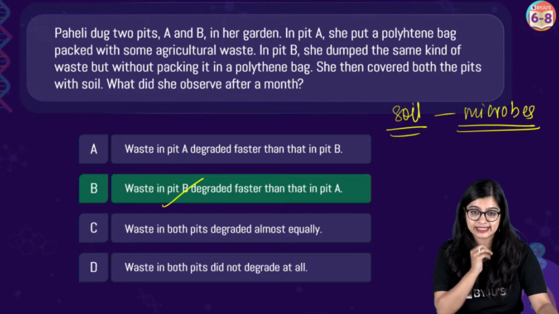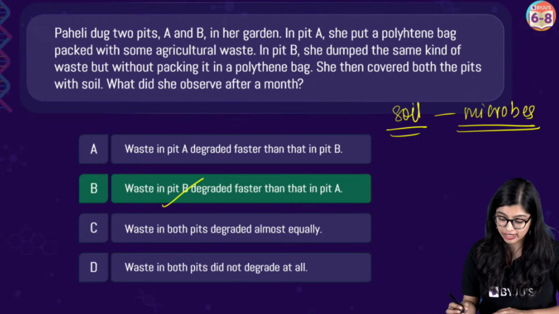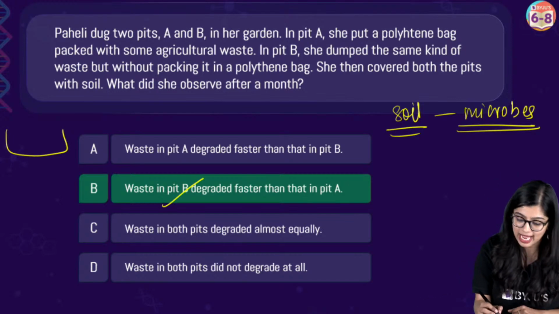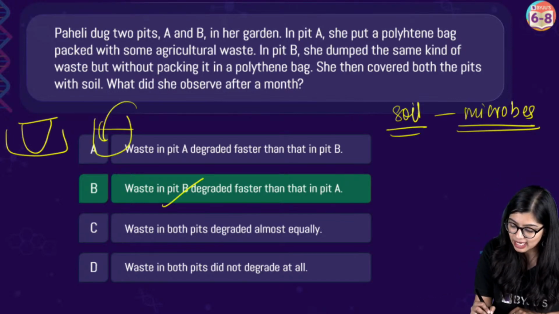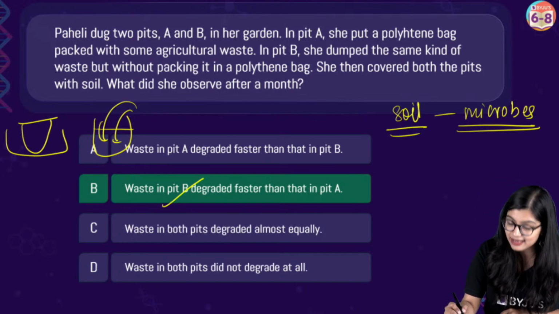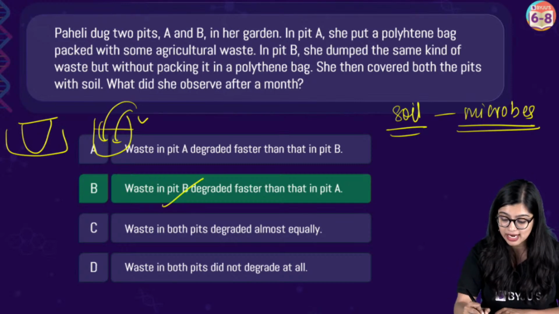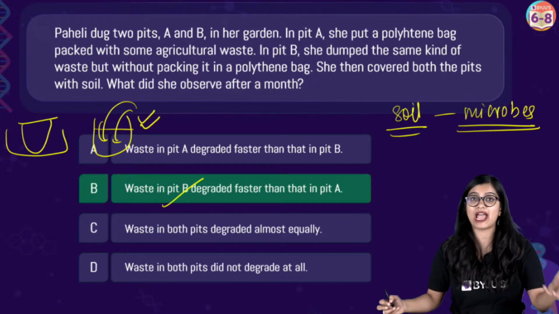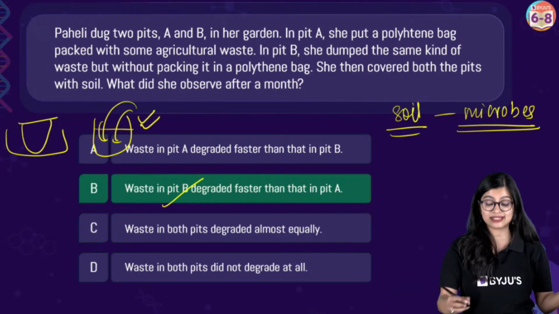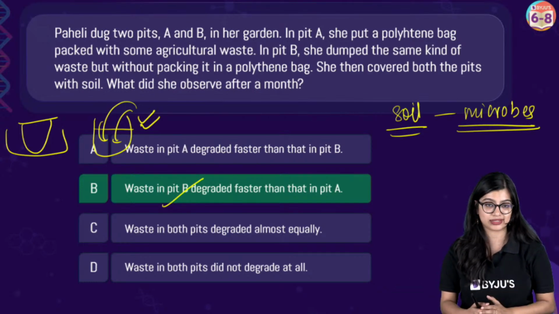Ma'am, may I know the reason? Of course you can, road to engineering. See, in pit A, what happened? She put the agricultural waste packed in the bag. Now in pit B, she directly dumped it in the soil. So when she directly dumped it, the microorganisms in the soil started to decompose the agricultural waste. That is why we see that the waste in pit B degraded much faster.